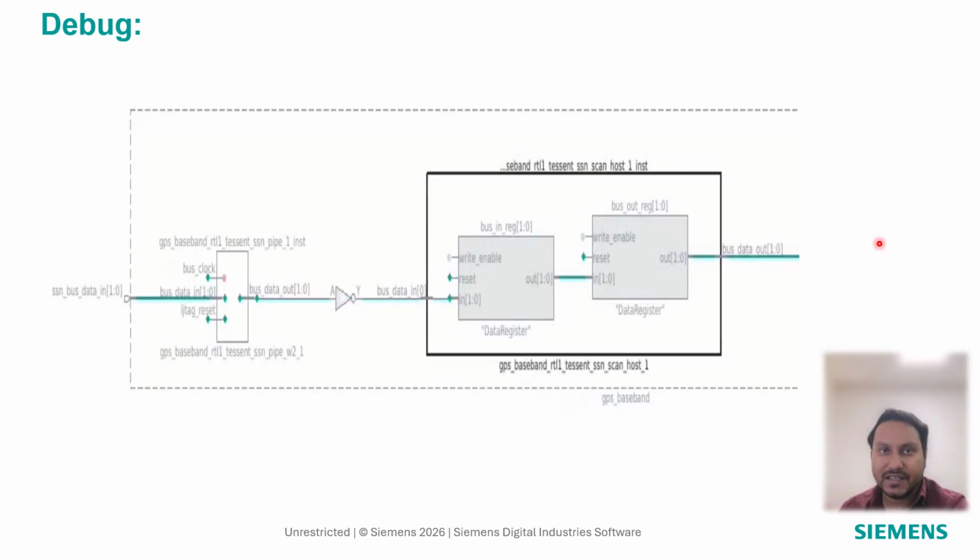As we have seen in the earlier slide, the violation has occurred due to net inversion between the data path EQ input port SSN bus data in 0 and this scan host EQ instance. Now we will trace the bus data in 0 port of the SSN scan host instance. After tracing it, we find that there is an inverter between the data path input and the SSH input. This inverter is causing the data inversion, which leads to the SSN_EQ violation.